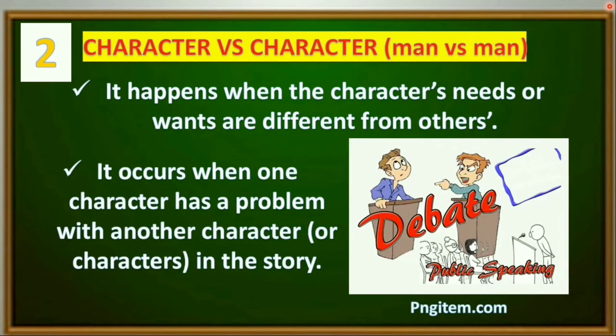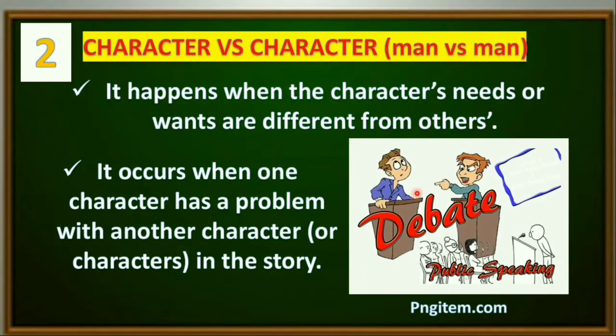Number 2. Character versus character, or man versus man. It happens when the character's needs or wants are different from others. It occurs when one character has a problem with one another or characters in the story. In this example, the first character is supporting the proposition, and the other character is opposing it. So therefore, this is a good example of character versus character.